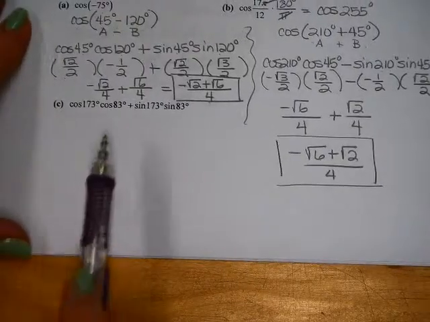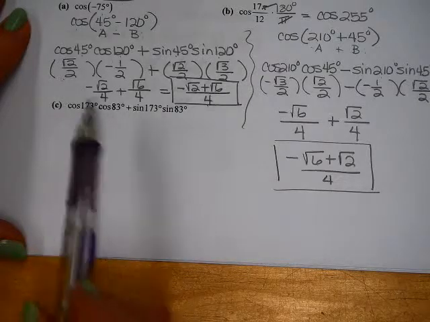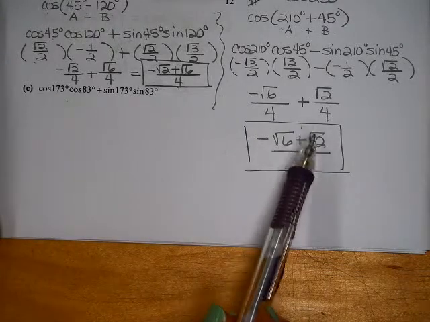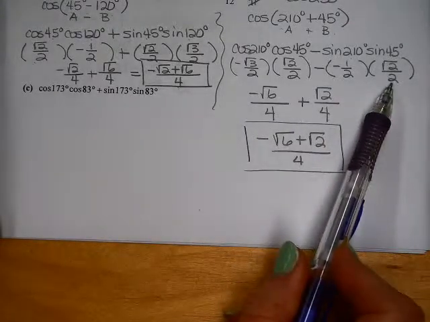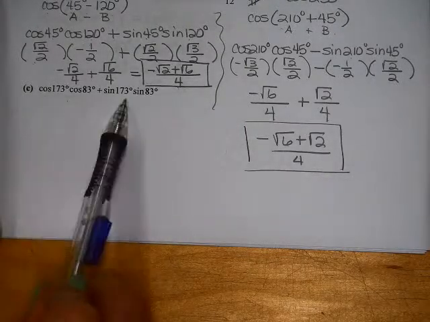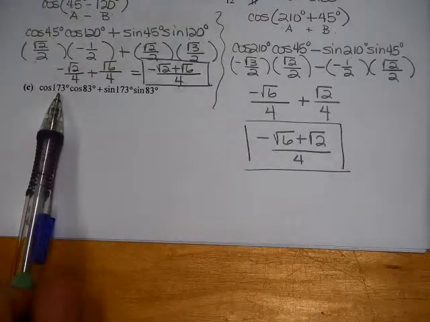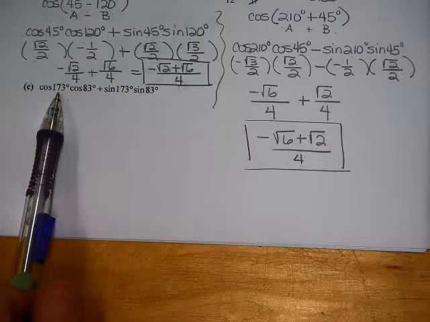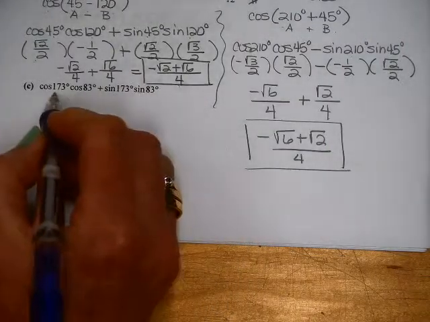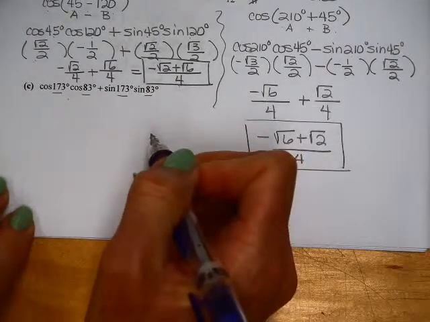Okay. On this example C, this is an exact value problem also. But the cosine of 173 degrees is not on this sheet. So this is actually the formula already written out. Notice, this angle and this angle are the same. This angle and this angle are the same.